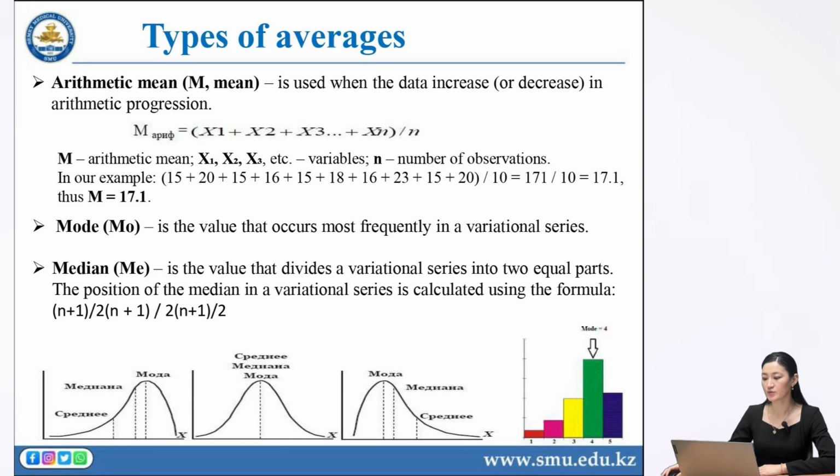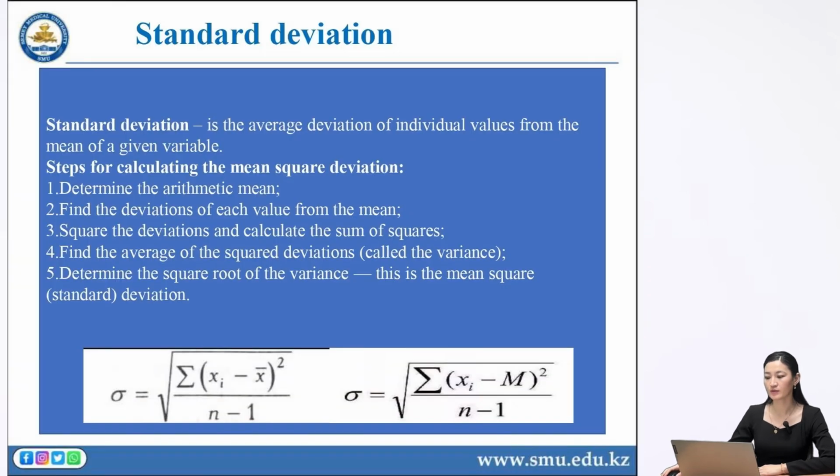Mode is the value that occurs most often. Median is the value that divides the dataset into two equal halves. The position of the median can be found using the formula n plus 1 divided by 2.